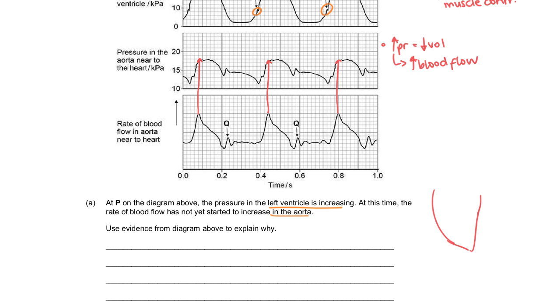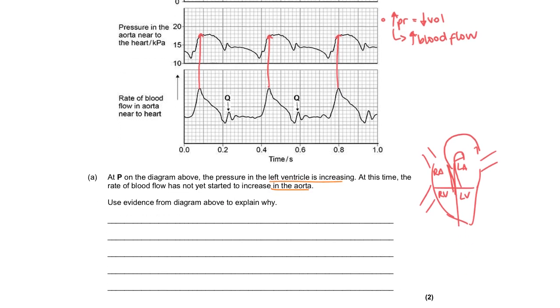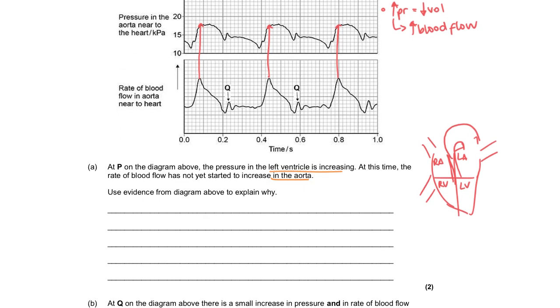Okay, so just as a little recap, the heart is split up into 4 chambers. We've got the right side on the left and the left side on the right. So we've got the right atrium, right ventricle, left atrium, left ventricle. And the aorta is a massive artery that loops round from the left ventricle over and actually compresses quite significantly onto this left atrium. Okay, use evidence from the diagram above to explain why.